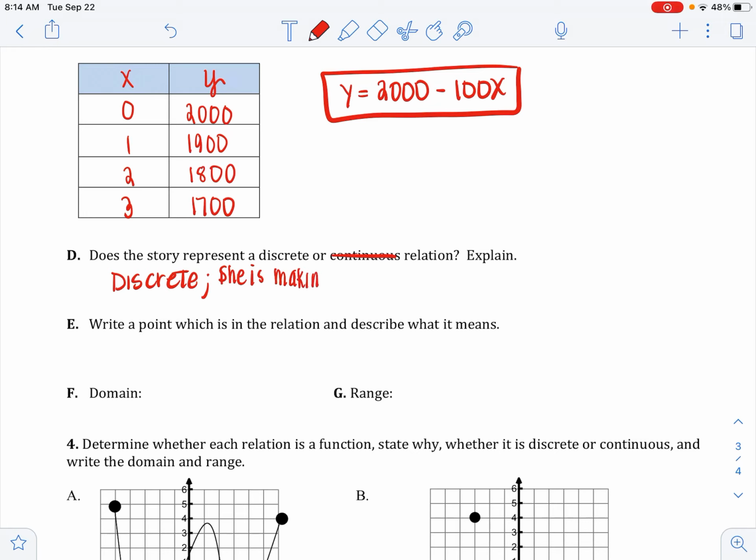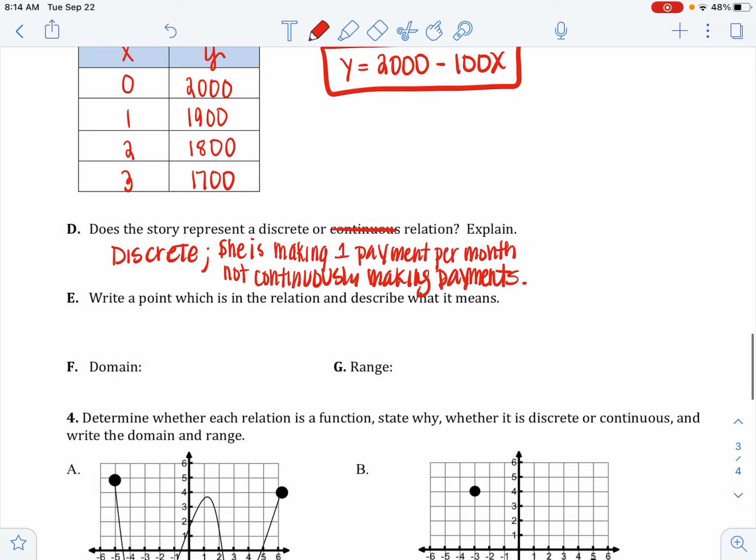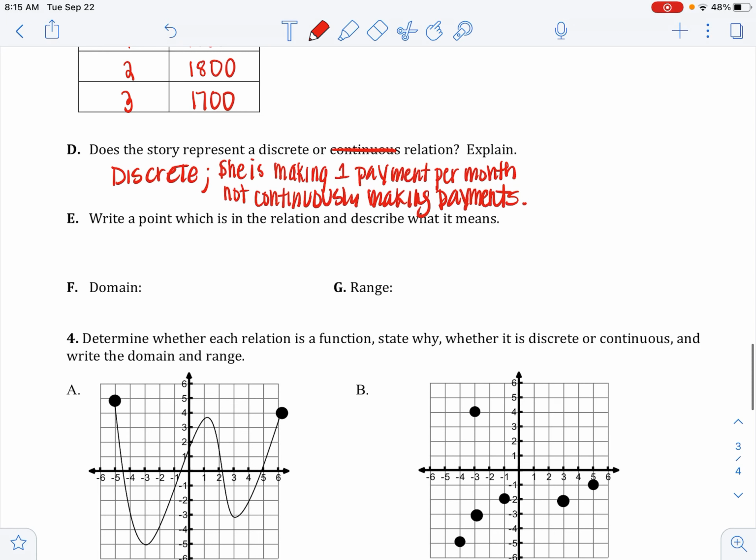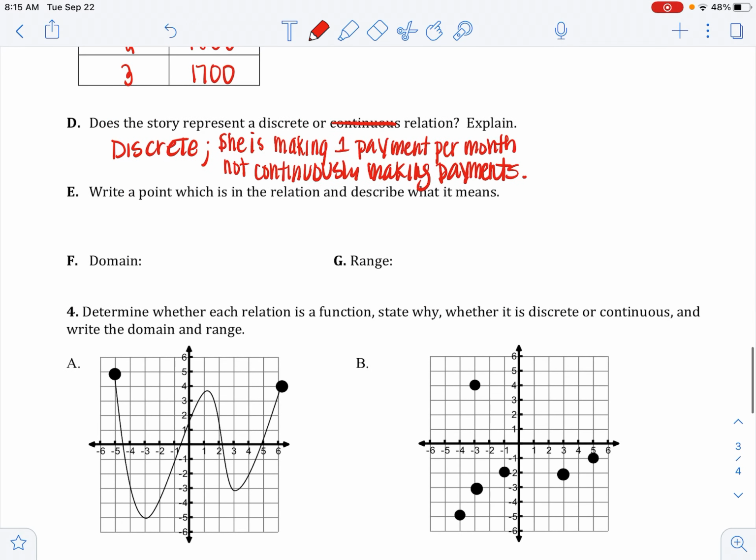She is making one payment per month, not continuously making payments. So that's a good way of thinking about it if you know it's discrete, mentioning that you're not continuously doing that action. Write a point which is in the relation to describe what it means. So I'm going to use the point (0, 2000).